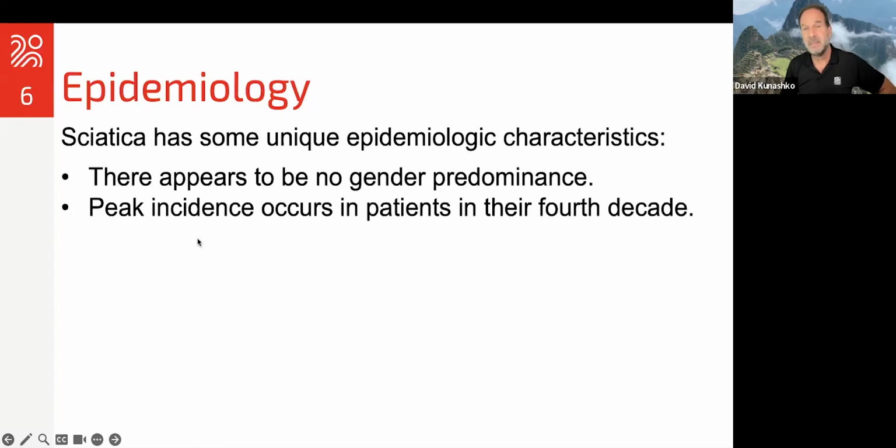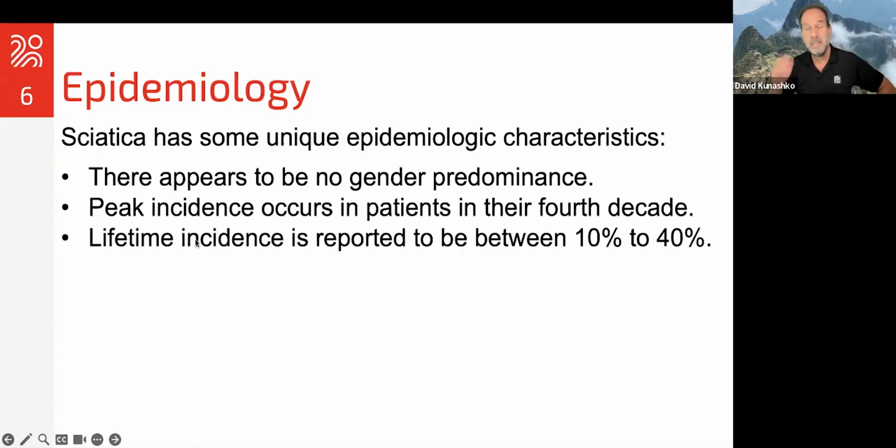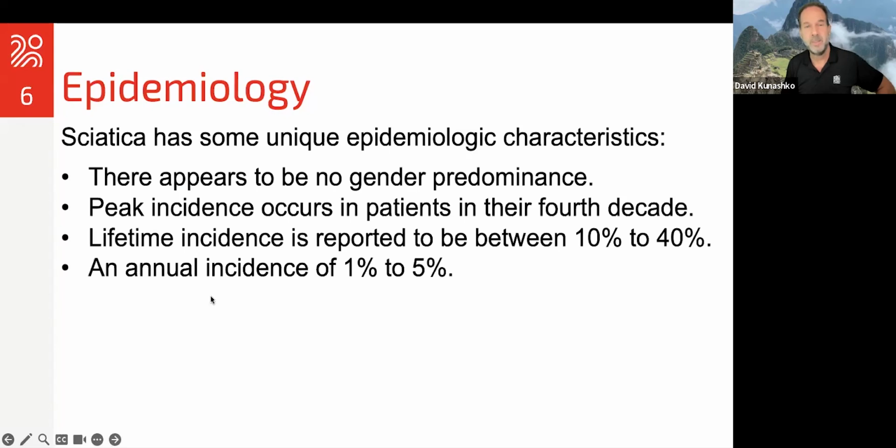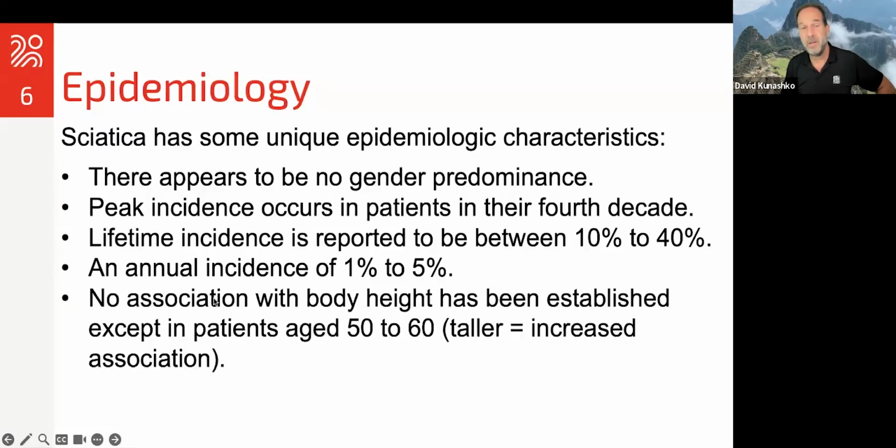The peak incidence is in patients in their fourth decade. And this is interesting: the lifetime incidence is anywhere from 10 to 40%. So if you live to 80 years old, you have up to a 40% chance of getting some sciatica. So yeah, it's pretty common. The annual incidence rate is 1 to 5%.